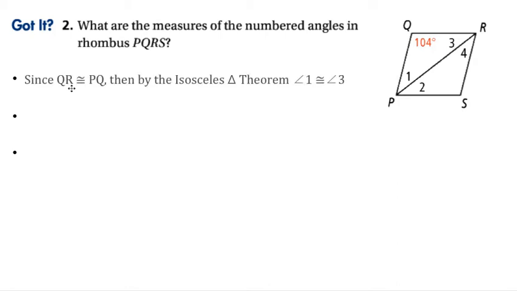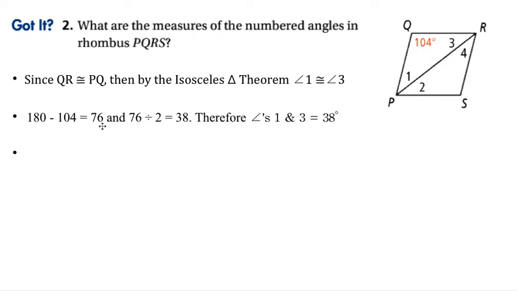Here are your solutions. Since we know that side QR and side QP are congruent because this is a rhombus, we know all the sides are equal in length, that tells us that angle 1 and angle 3 are congruent by the isosceles triangle theorem. And if these two angles are congruent, then we can just subtract the 104 from 180, which leaves us 76 degrees. And if we split that in half, these two have to be equal, so that gives us 38 degrees for angles 1 and 3.